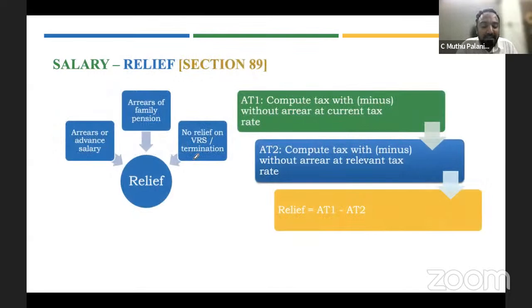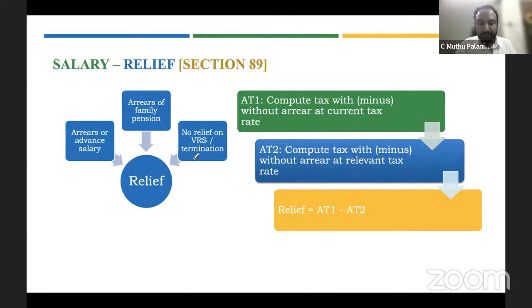Okay. So these are the things about your deductions. Two things we discussed: entertainment allowance and standard deduction. The next thing that we'll understand is relief under section 89. Section 89, I told you, is a relief we also discussed in VRS. It is applicable for 3 situations. One, when you get arrears of salary. Second, when you get arrears of family pension. Third, when you're getting VRS or termination benefits. So you get relief for these things.